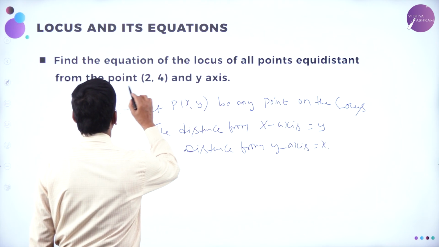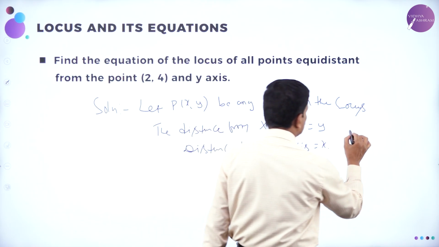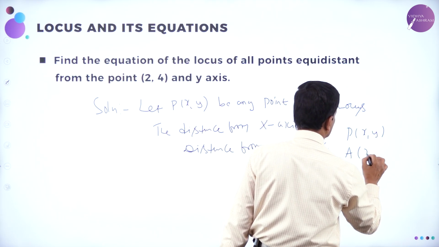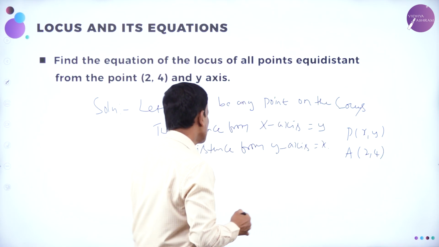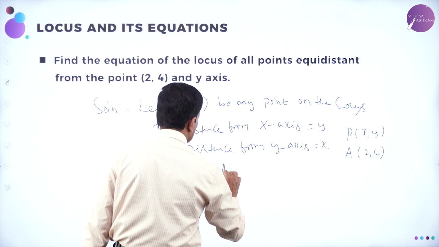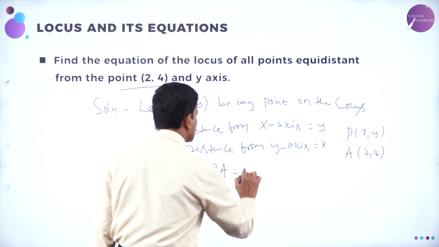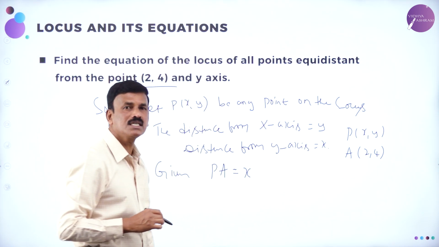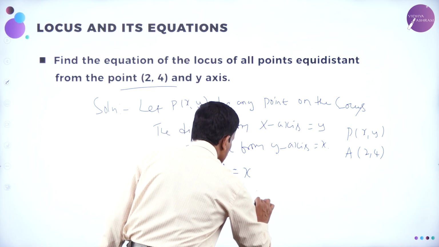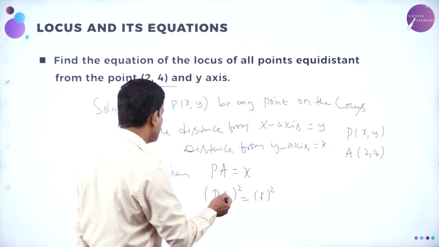What is given? Find the equation of the locus of all points equidistant from the point. What is P here? P is (x, y), and the point A is (2, 4). Given that the distance PA is equal to the distance from the y-axis, which is x. So PA is equal to x. Squaring on both sides, we get PA square is equal to x square. That's it. Simplify and I'll get the answer. Just use the distance formula.